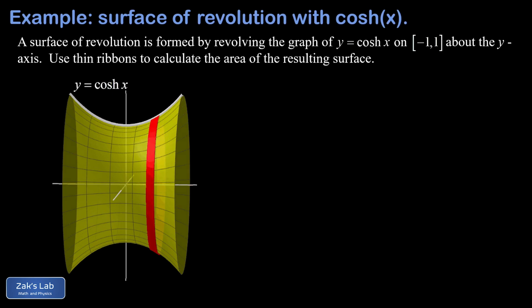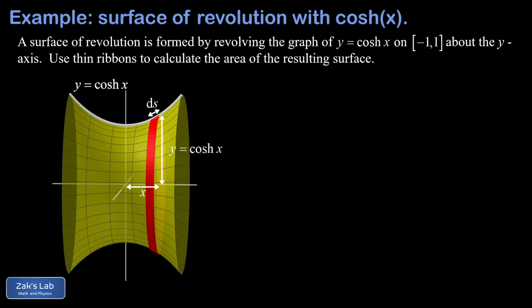So in our picture now we have a representative ribbon, and we start to label its dimensions. First, I want to point out that the position of this ribbon can be indicated as x. That's the horizontal location of the ribbon, and that's a variable quantity going from -1 to 1 as we cover this surface in ribbons all the way from the left end at -1 to the right end at +1. So the fact that this ribbon is located at a horizontal position of x means that the radius of the ribbon is given by cosh of x, because that's just the y value on the curve corresponding to x.